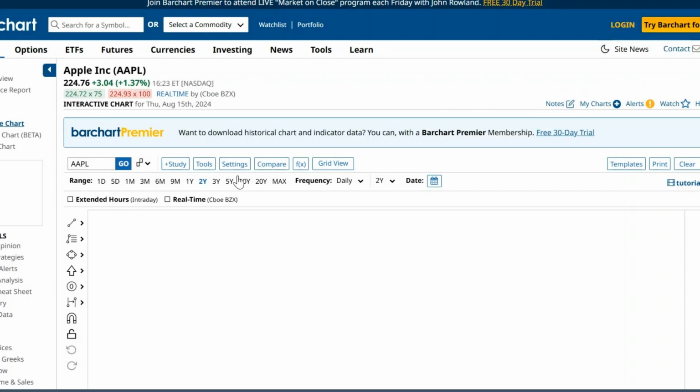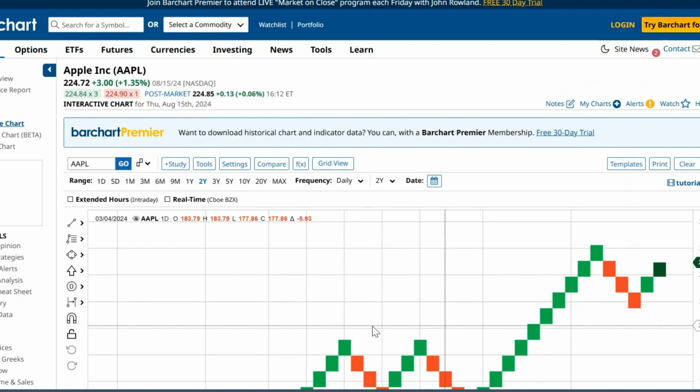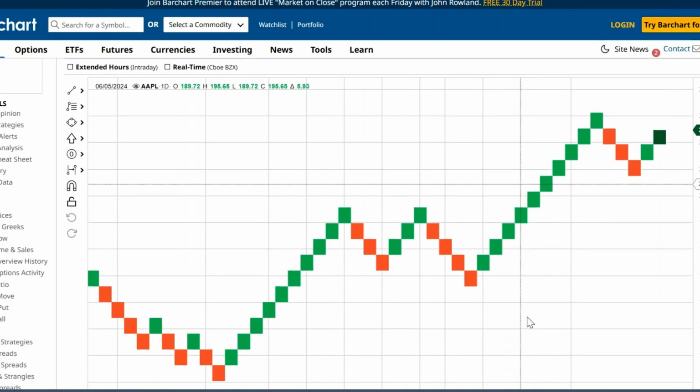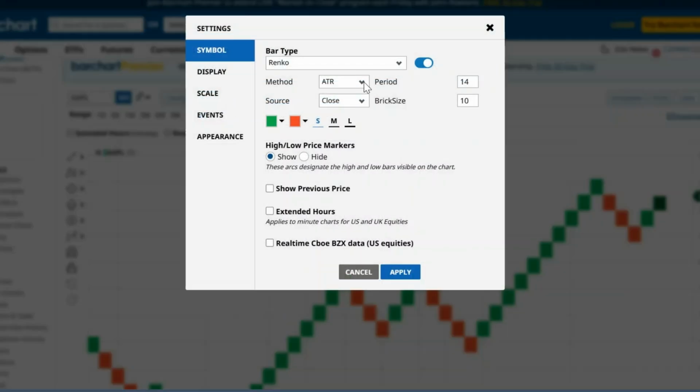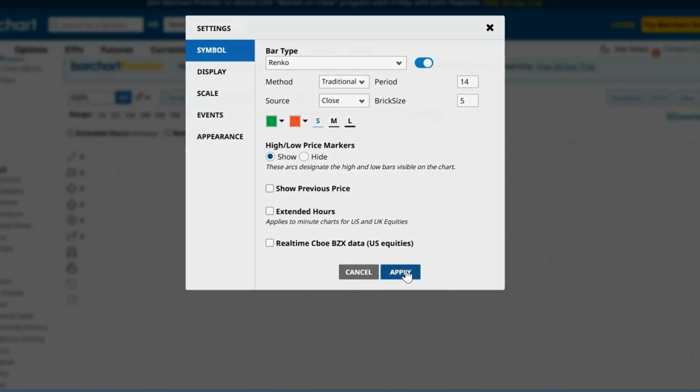Let's start with fixed brick size. This is a static value that you set when you create your Renko chart. No matter how volatile the market is, the brick size stays the same. For example, if you set your brick size to $5, every time the price moves $5 in a given direction, a new brick is formed.